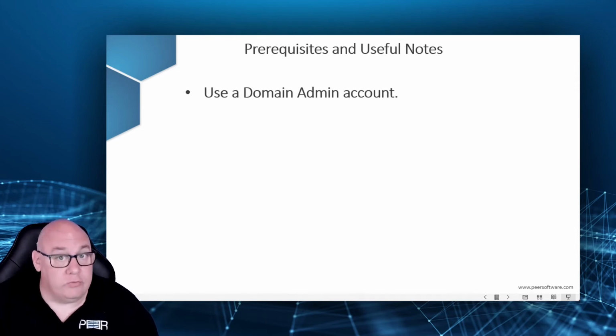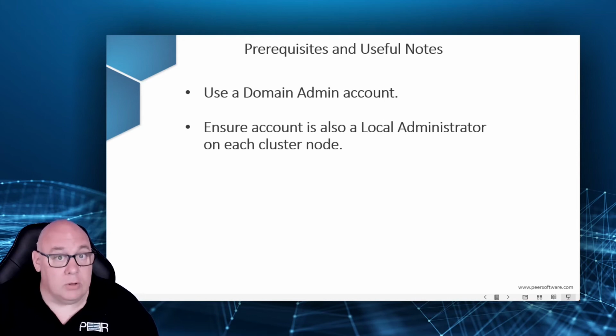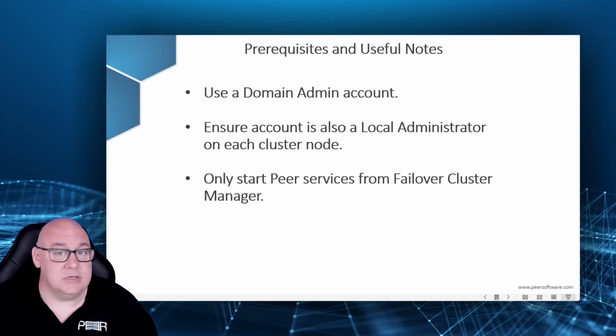The user or service account given to the Peer agent to use must be a member of the Domain Administrators group in Active Directory and be a member of the local administrator group on each cluster node. The clustered Peer agent service should never be started from the Windows Service Manager or services.msc on a local node. They should only be controlled by the failover cluster manager.